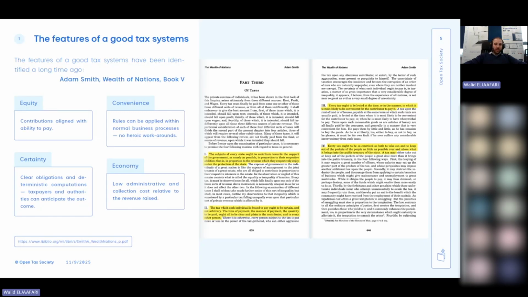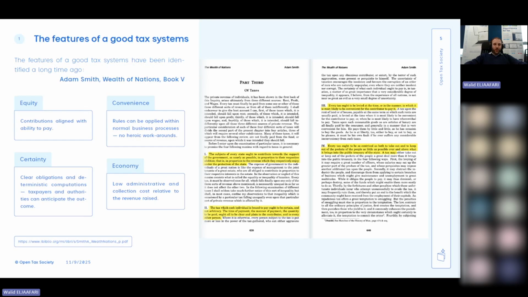So you pay according to what you can pay. Convenient: as easy as possible to file. And sometimes currently it's not the case, because it creates additional costs just to file your taxes. It should be certain, meaning that you need to be able to understand in a predictable manner what will be the outcome. And it should be economically efficient, meaning that it should not cost more to the entire society to put forward this new tax rule than the actual benefit that it generates.